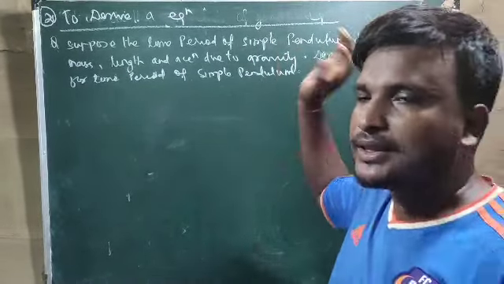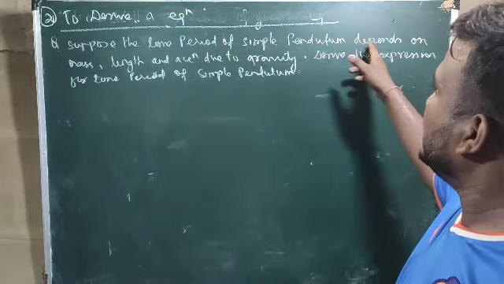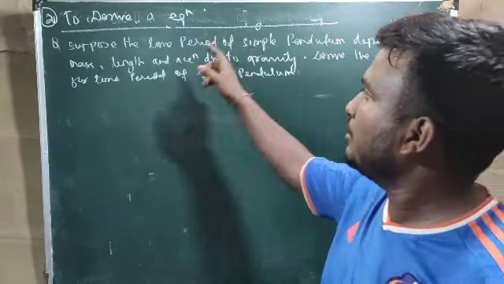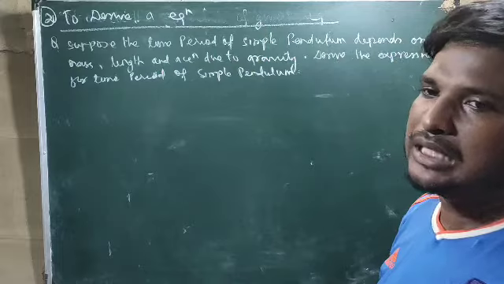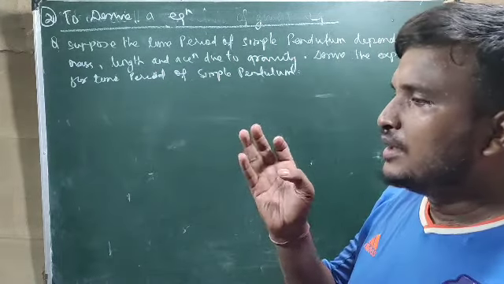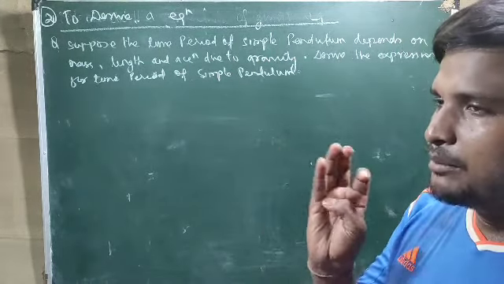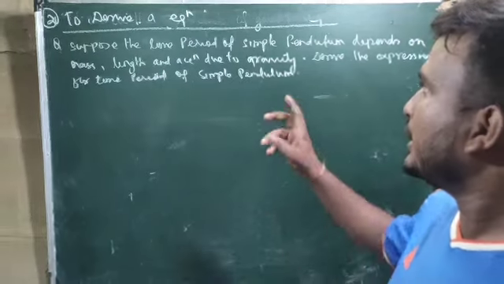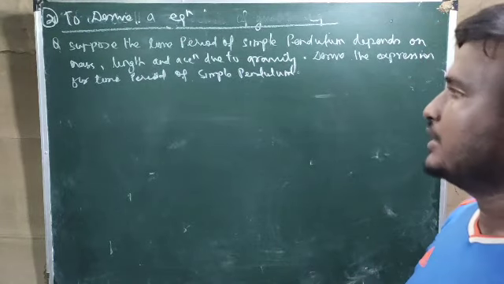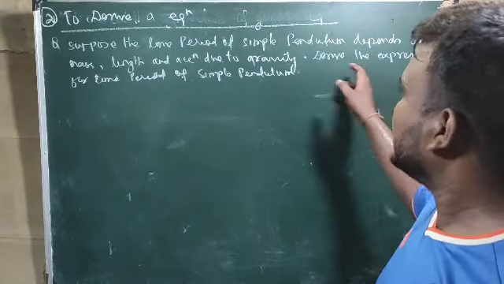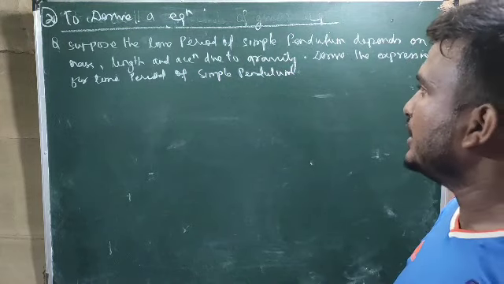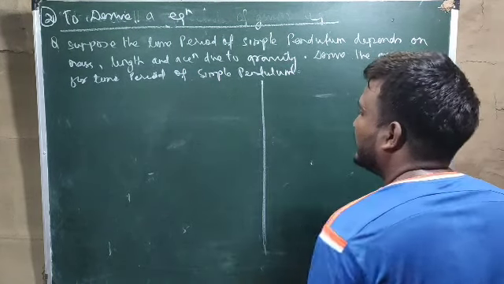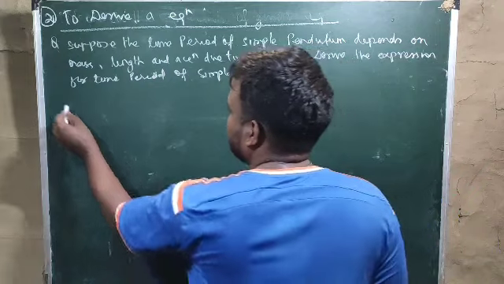Suppose a question is there. Suppose the time period of a simple pendulum depends on mass, length and acceleration due to gravity. So we want to find the expression for the time period of the simple pendulum. Now let us see the solution.